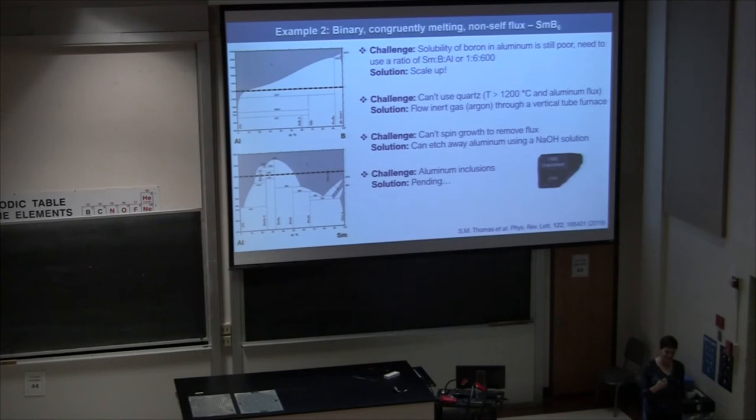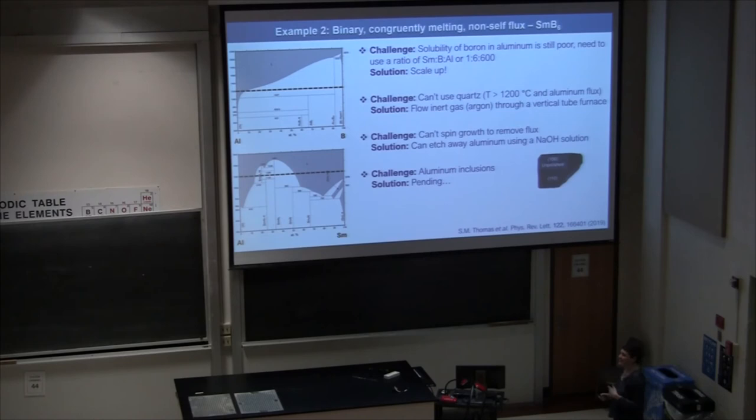Next problem, we get a little bit of aluminum in the crystals. This is actually a really big problem. This is a beautiful crystal that was grown by Priscilla Rose, and it has very beautiful transport. So what they've done with this material is look for quantum oscillations. A very interesting question in samarium hexaboride is, does it have a Fermi surface, or does it have quantum oscillations that indicate some sort of pseudo-Fermi surface? And at first, the answer seemed to be yes.